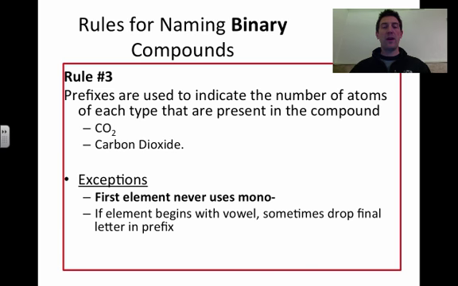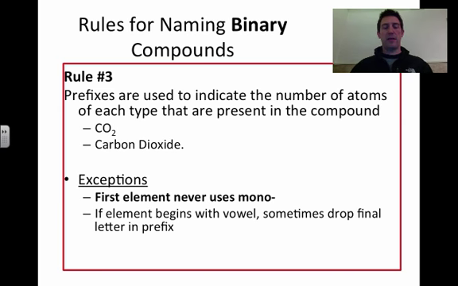Now, here's why it's not called monocarbon dioxide, because the rules tell us that the first element never uses mono. So if we don't have mono at the beginning of a binary compound, we know that there's only one of that first element. Otherwise, we need to state what there is. If there's more than one of the first element, we need to put how many there are, like di or tri or penta, and we'll get to those in a second.